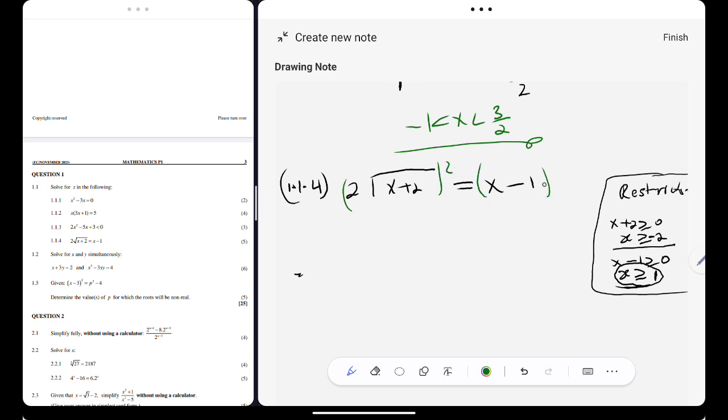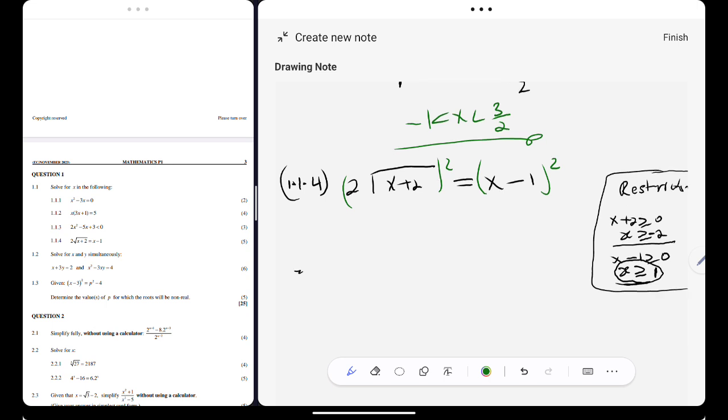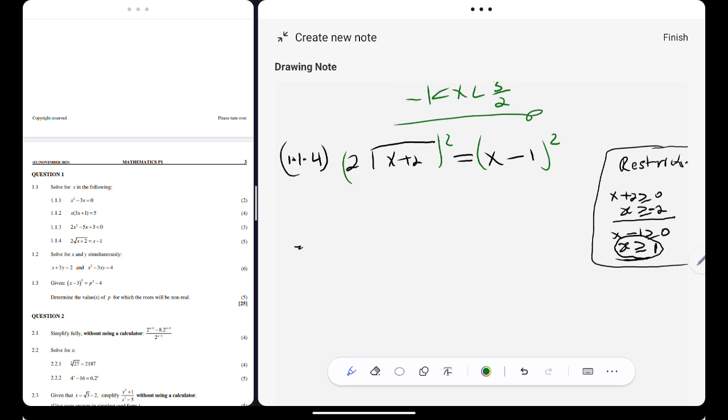For me to remove the square root, I must square both sides. The square will affect the 2 first, so 2 squared will be 4, and then it will affect the square root. In this case, I'll have x squared minus 2x plus 1. Then I'll have to remove brackets. I'll have 4x plus 8 is equal to x squared minus 2x plus 1.